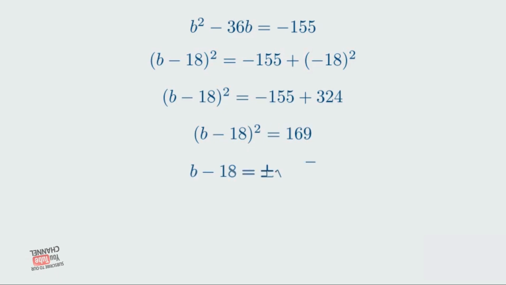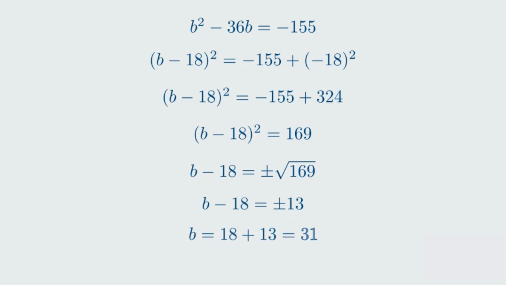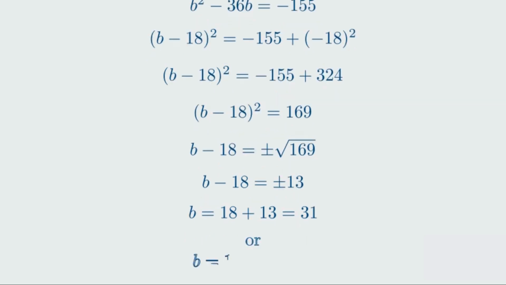Now, we take the square root of both sides. The square root of b minus 18 squared is b minus 18, and the square root of 169 is plus or minus 13. Remember to consider both positive and negative roots. This gives us two possible values for b. First, b equals 18 plus 13, which is 31. Second, b equals 18 minus 13, which is 5. We have found the two possible values for b. This means there are two possible scenarios for our original system, which we will now explore.